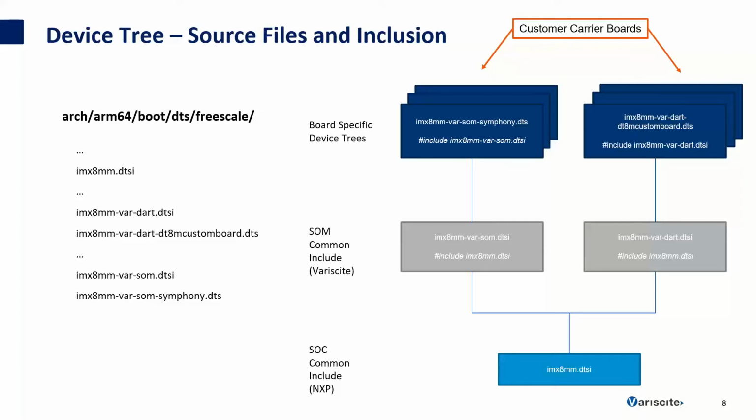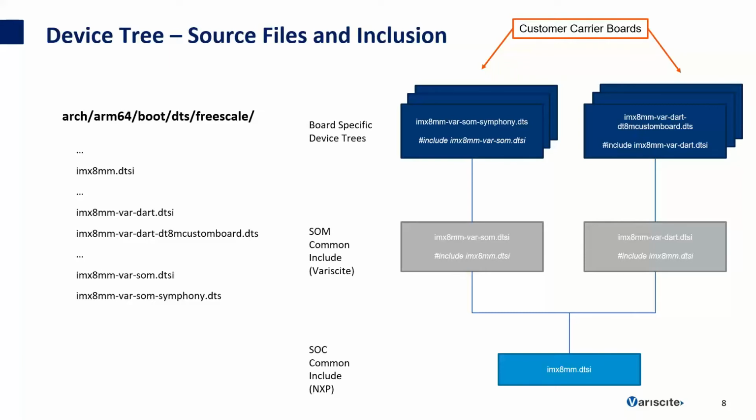So for example, looking at the diagram here, at the very top are the device tree files for the two carrier boards for the evaluation kits we just looked at. We have one for the VAR-SOM on the Symphony board, and again, one for the VAR-DART for the DT8MCustomBoard. Moving down to the middle, we can see that these device tree files include a common device tree file for the SOM.